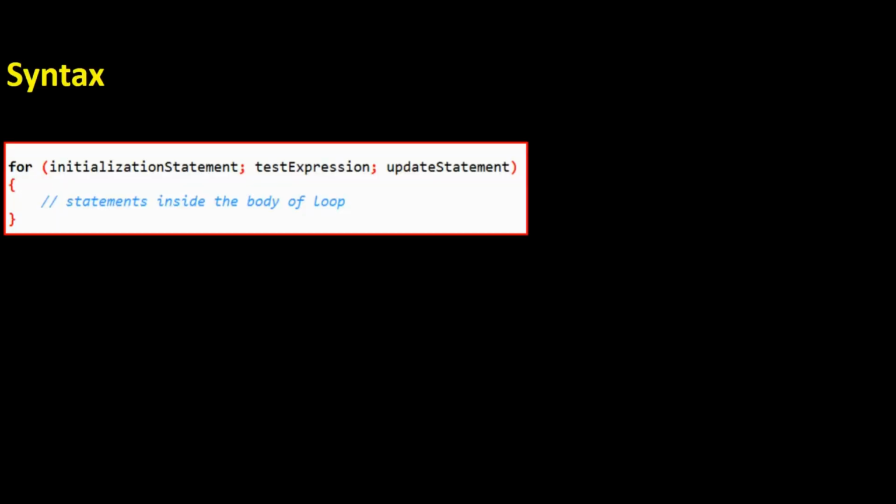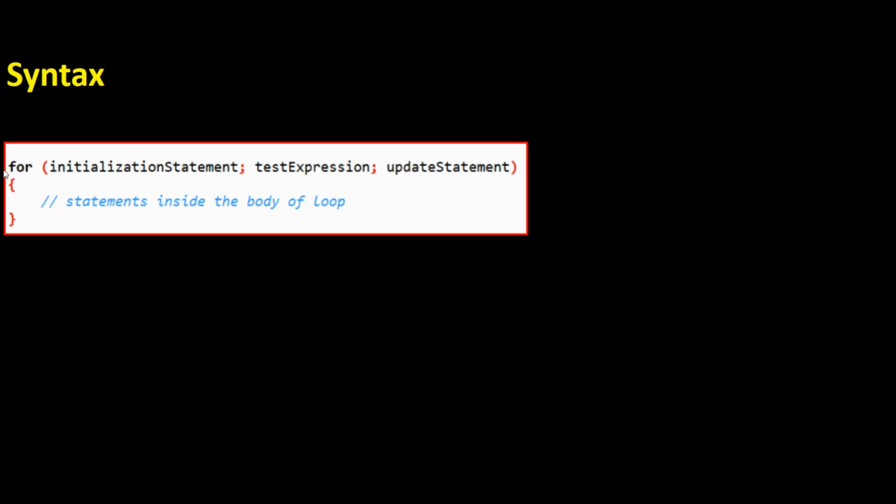There is for sure a syntax to follow for these for loops. The syntax is like this. We have the C keyword, or programming keyword, for. We have the open parenthesis. We have here 3 parts. The first one, the initialization statement. The second one, the test expression. The third one, the update statement. And between the curly braces, we have the statements inside the body of the loop.